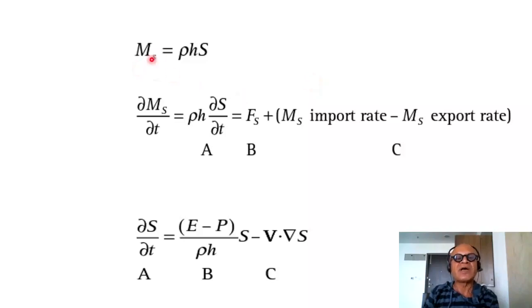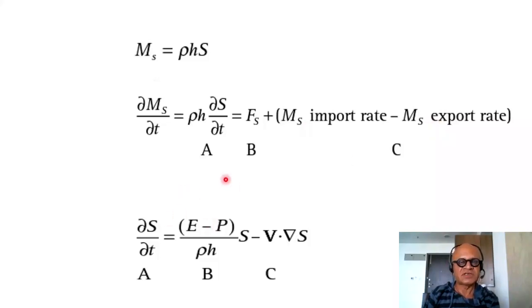Okay, so we can write the salinity content of the mixed layer just like we wrote heat content as rho times the mixed layer depth times average salinity, and then we can write a salinity budget equation as del MS del t equal to rho h dS dt, assuming we are doing it at a place for a given h. So that obviously depends on the surface fluxes of salinity. Even though salinity is not exchanged, you can change salinity by evaporation and precipitation, so that's the freshwater flux, plus the MS import rate minus MS export rate.